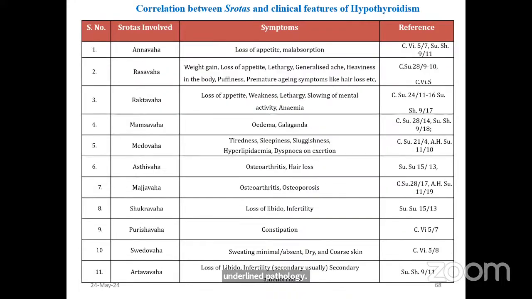These are the srotas involved in the pathology of hypothyroidism and its manifestation in the patient. If there is improper functioning of Annavaha srotas, then the patient may have loss of appetite or malabsorption of food. If Rasavaha srotas is involved, then weight gain, loss of appetite, lethargy, such kinds of symptoms may be there. In Mansavaha, there will be edema or galganda. So all these symptoms of hypothyroidism can be categorized according to the srotas involvement. Next.